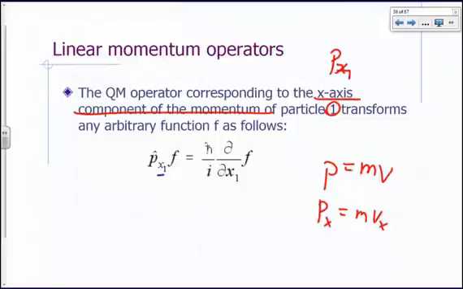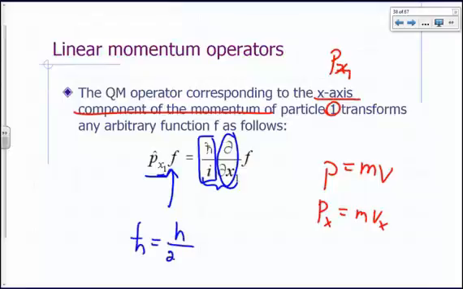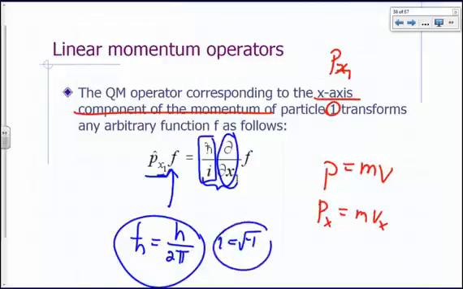So px1 hat operating on the function, this is what it does: it takes the derivative of the function with respect to x1 and then multiplies it by h bar over i. H bar is just Planck's constant divided by 2 pi, and i, of course, is just the square root of -1. Note that this is a Hermitian operator. Remember we said the derivative operator is not Hermitian? But if you multiply it by i, it becomes Hermitian. That's why you have that i there. So the i in this expression makes the overall operator Hermitian. That is the operator for momentum.